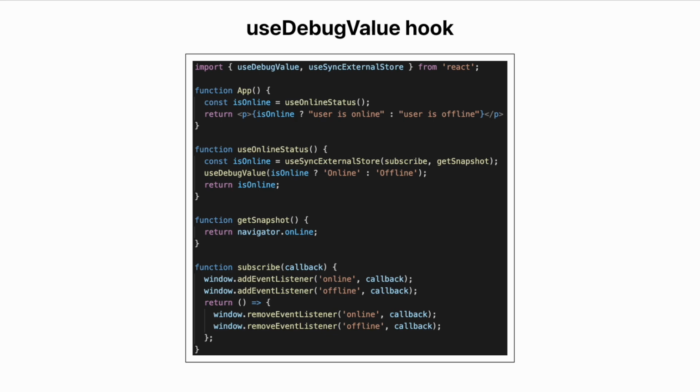Here we use the same example to check whether the user is online or offline. Now we have introduced the custom hook useOnlineStatus for it. Inside this custom hook we have used useDebugValue. We can see this debug value in React DevTools.